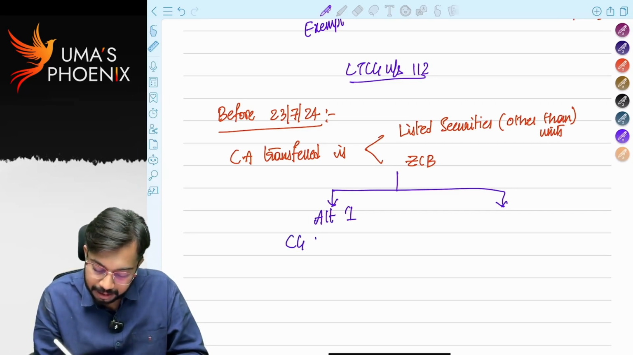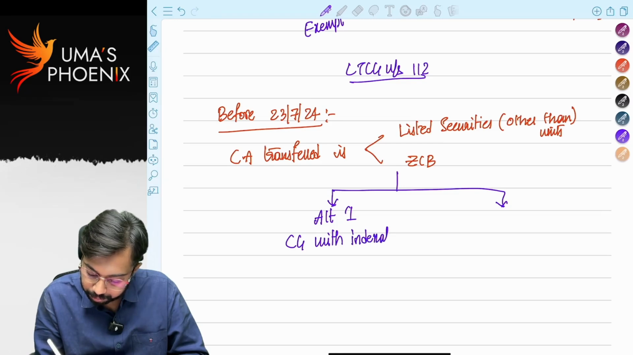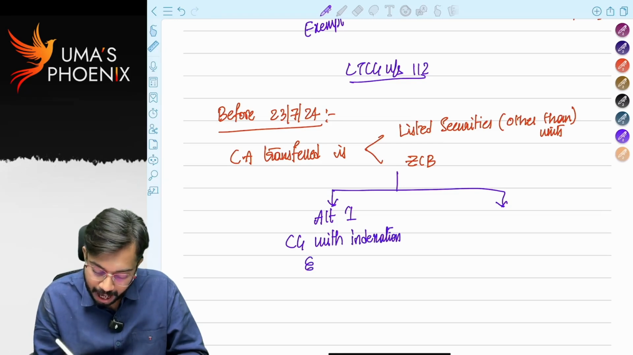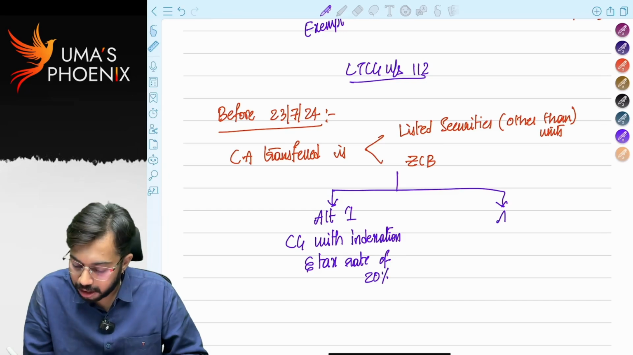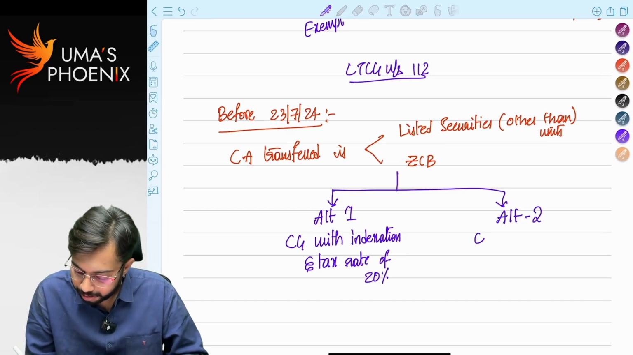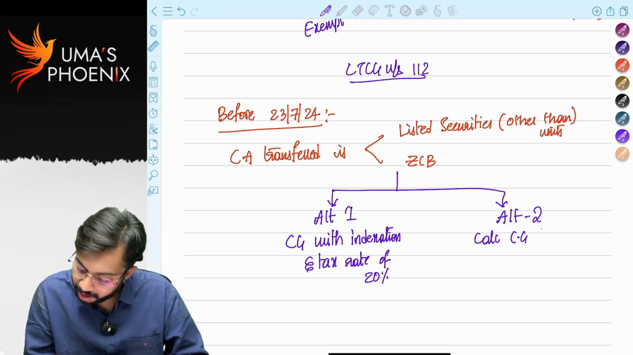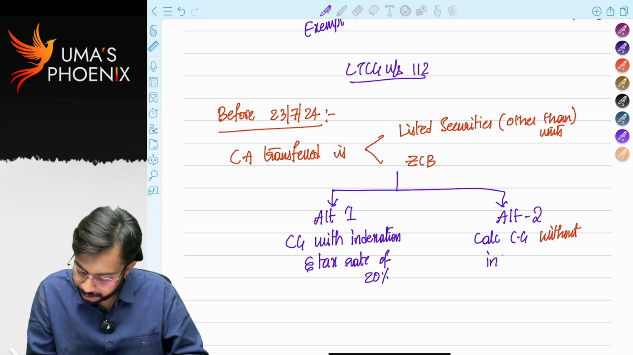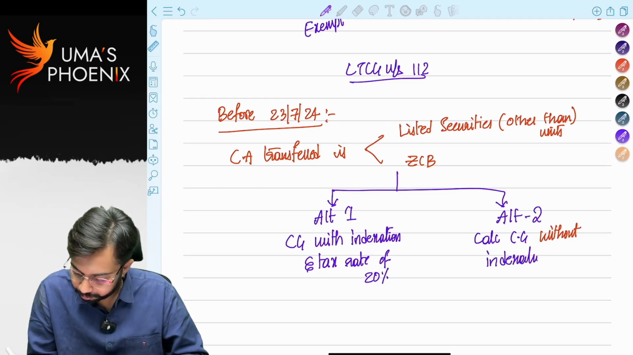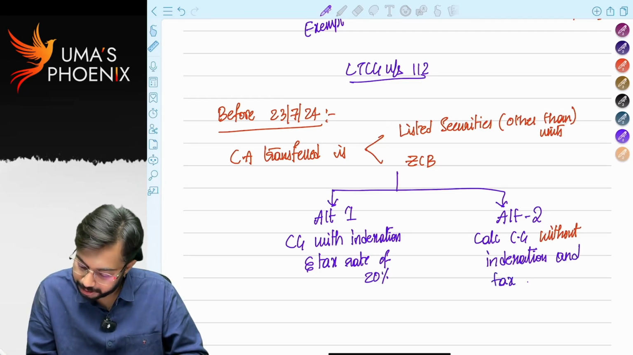calculate capital gains with indexation and a tax rate of 20%. Alternative 2, calculate capital gains without indexation, very important, without indexation, and a tax rate of 10%.